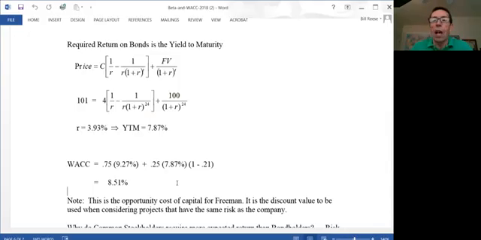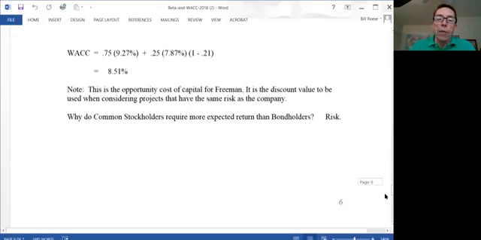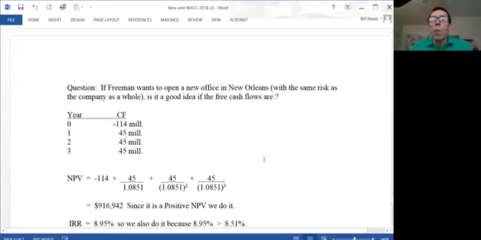We're not going to have any examples like that in this class, but hey, that happens sometimes if you have really big projects where you have to issue additional equity, or you have to do some additional borrowing so that you no longer have what used to be the capital structure. You use the new capital structure of the firm and the new proportions in there. So that's something to consider. So here's Freeman now. They've got this project, okay? They want to open up a new office, let's say in New Orleans, and it's got the same risk as the company as a whole.